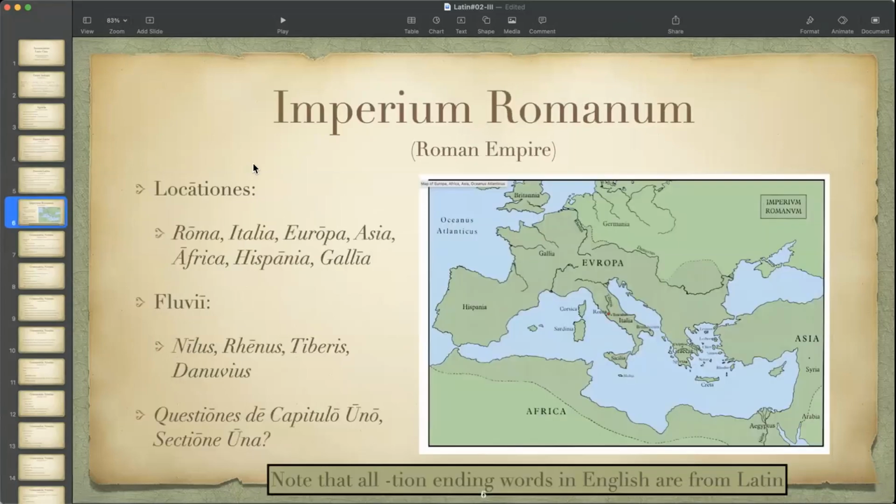But first, let's talk about the reading. We learned some locations, locationes. By the way, all TIO ending words in English come from Latin. So attention, or temptation, temptatio, condition, condicio. I mean, they're all there. In fact, you can probably go to a good English dictionary and see that, if the dictionary gives roots, where they come from.